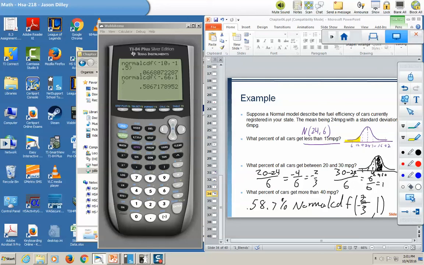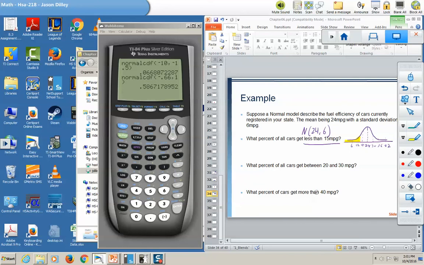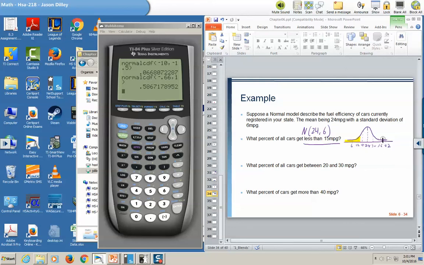Let's do this last problem now. What percent of cars get more than 40 miles per gallon? I'm just going to steal this picture again. So we're talking about more than 40. 40 is about here, so we're looking for this area over there. We can tell that this is going to be a very small number from the picture. I need to find the z-score for 40. 40 minus 24 divided by 6 gives me 16 over 6, which is 8/3, or 2 2/3 if you want. So there's my z-score. I need to use my NormalCDF command.